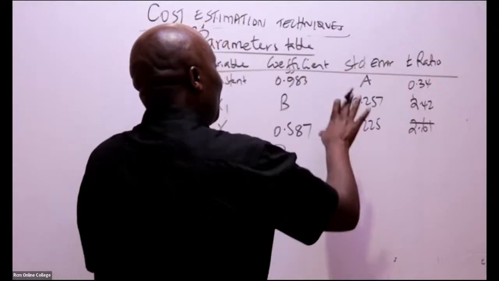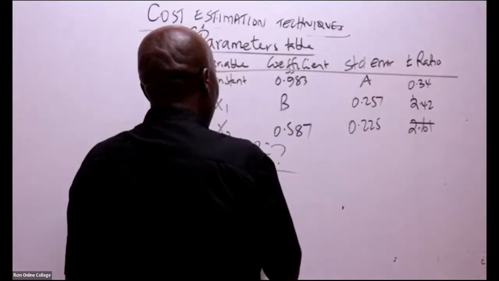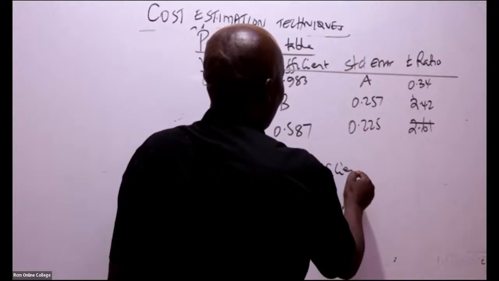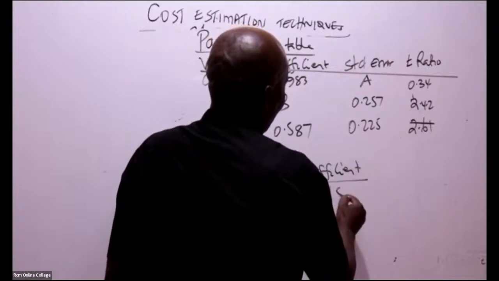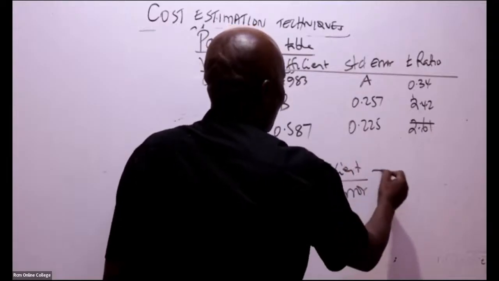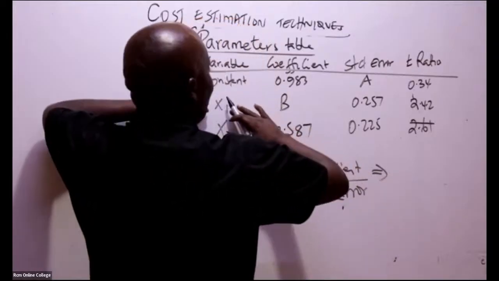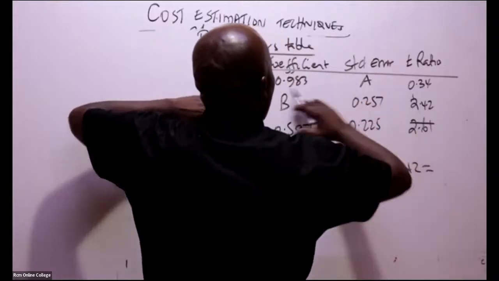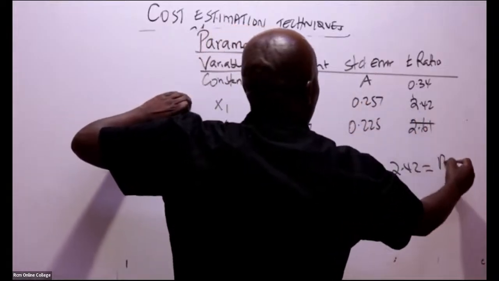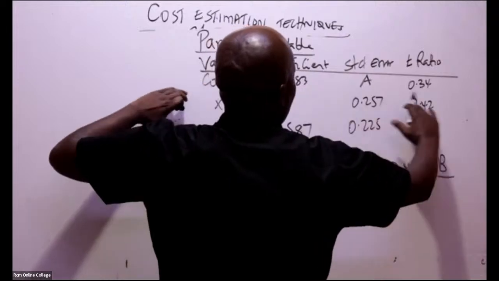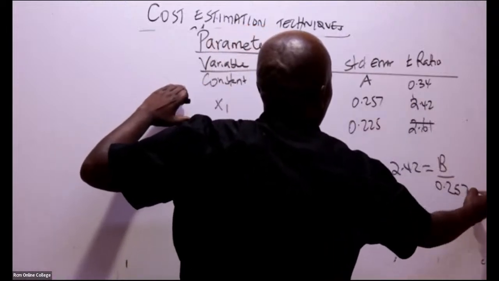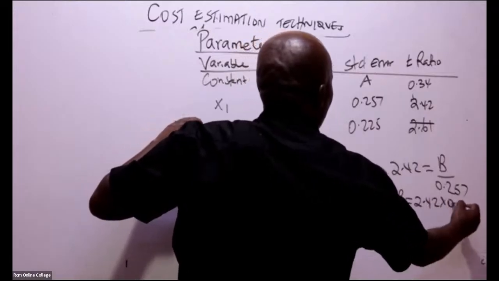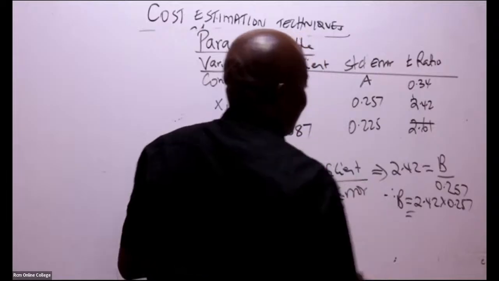Of course, you're playing around with the t-ratio formula. We know that t-ratio equals coefficient all over the standard error. So you come here. The t-ratio for this variable is 2.42, equals the coefficient of this variable, which is what is missing, B, all over the standard error, 0.257. Therefore, B will be 2.42 times 0.257, which will end up giving us what figure?